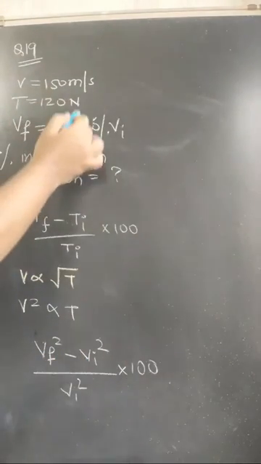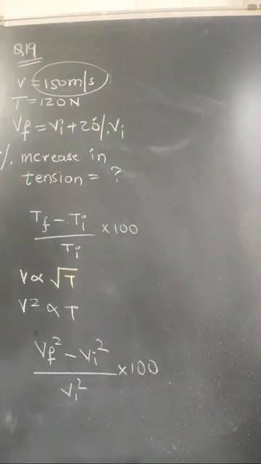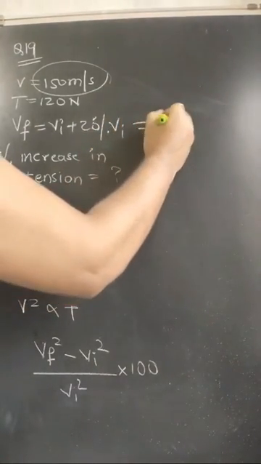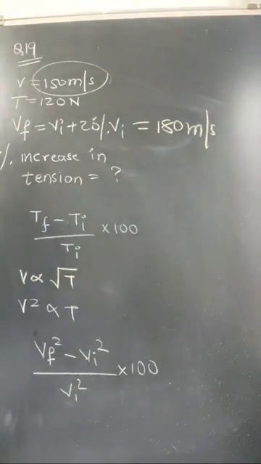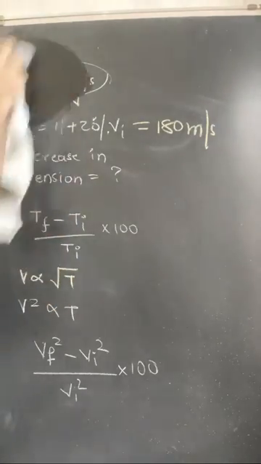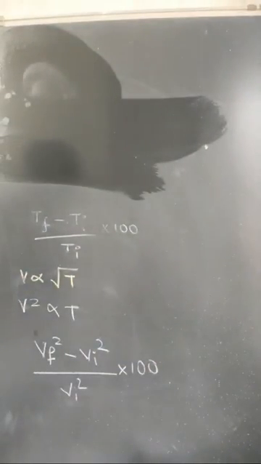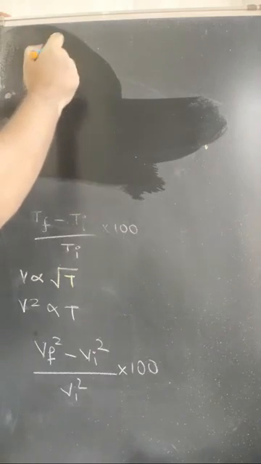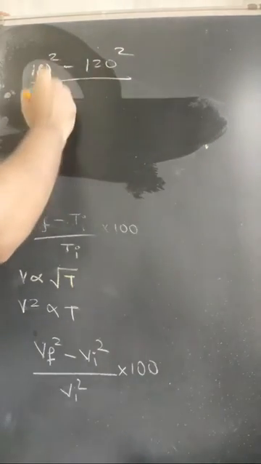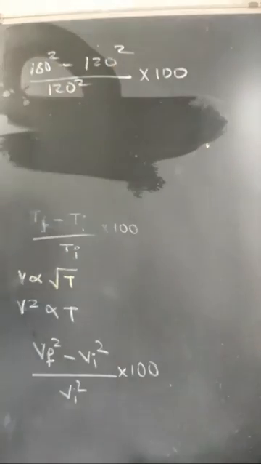So, V initial we know is how much? 150. V initial is 150. So 150 plus 20 into 150 divided by 100 is 180. This value is 180 meters per second. Now let us substitute the values. I'm going to erase this. So we can say 180 square minus 120 square upon 120 square into 100.